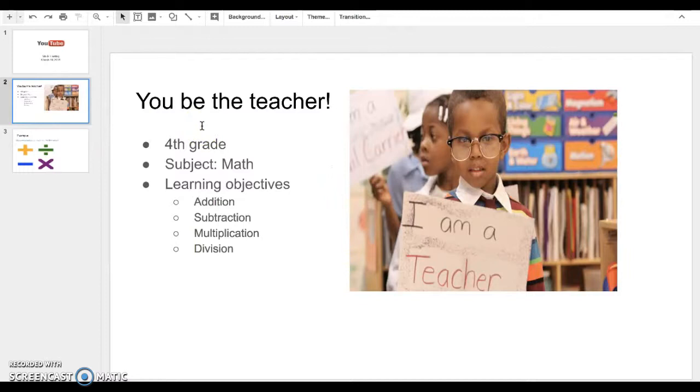You be the teacher. This is a fourth grade class. The subject is math, learning just addition, subtraction, multiplication. What the kids are going to do is show their teacher they understand what's going on in their math class, as in doing a problem for addition, a problem for subtraction, a problem for multiplication, and a problem for division. Just one example of each.